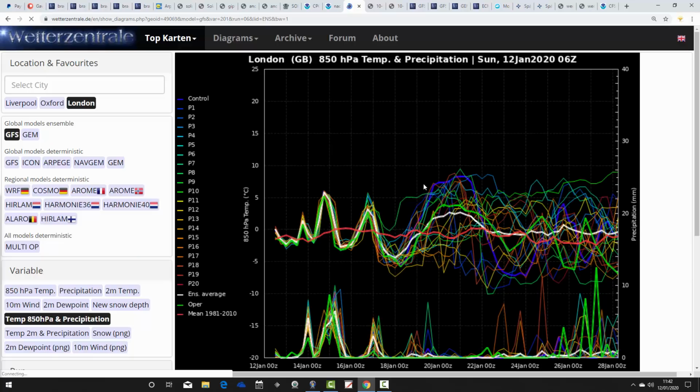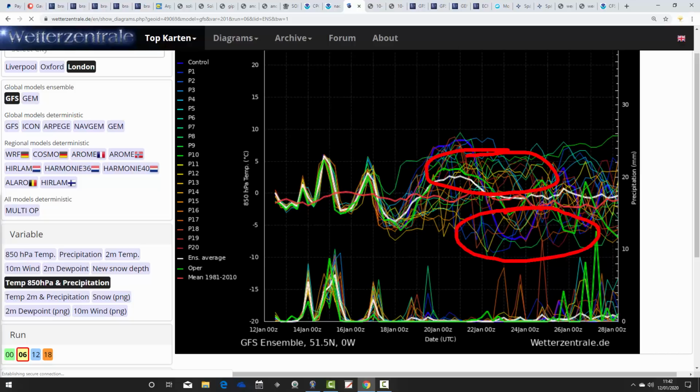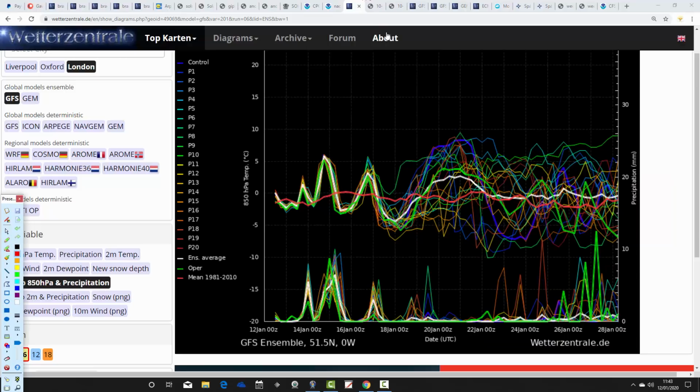So this is the latest in terms of the GFS upper air temperature and precipitation ensembles. You can see that really it's a 50-50 split. The milder ensemble members are up here, the colder ensemble members are down there. Lot of scatter, so there's a lot of uncertainty for this final week to 10 days of January. A lot of uncertainty indeed. We may get a cold snap, but it's by no means a guarantee that we will.